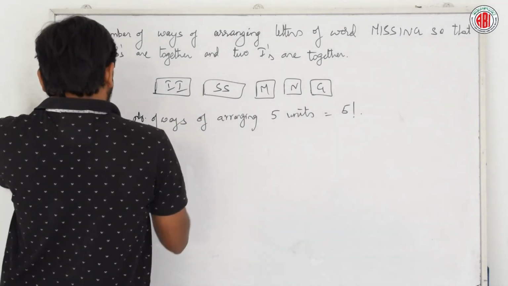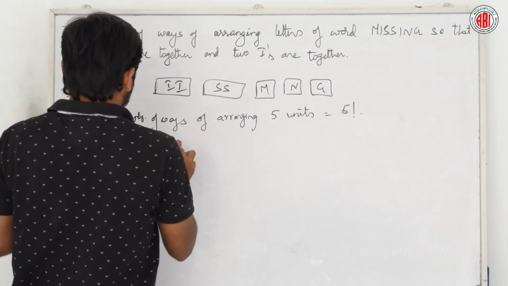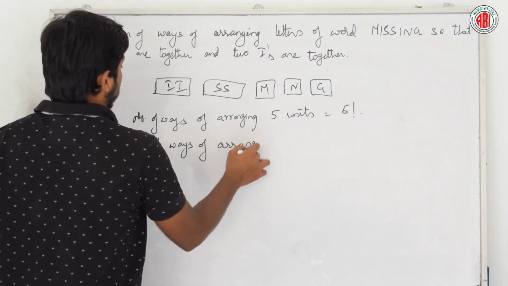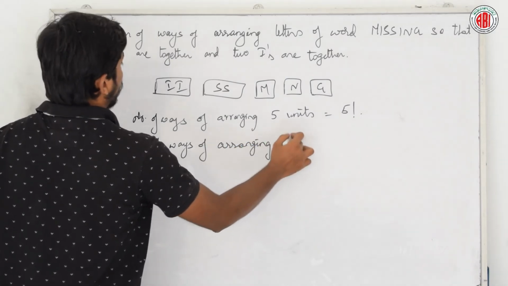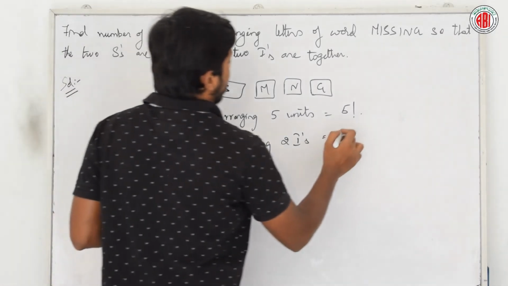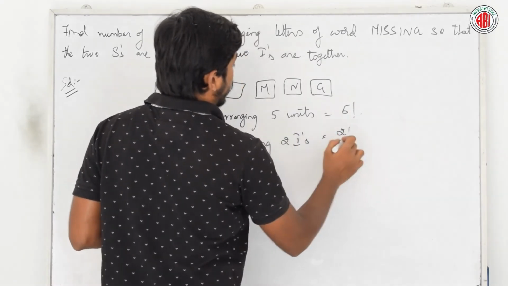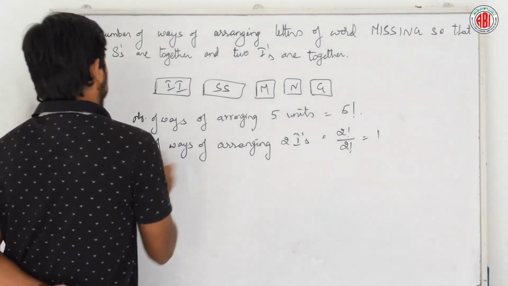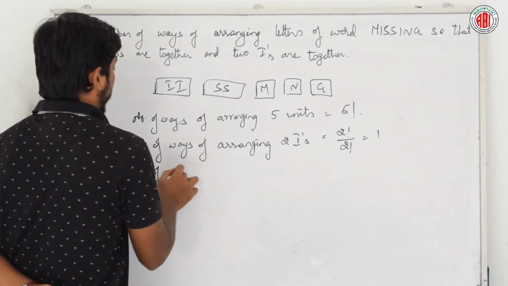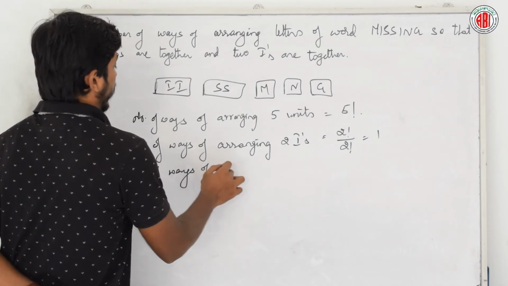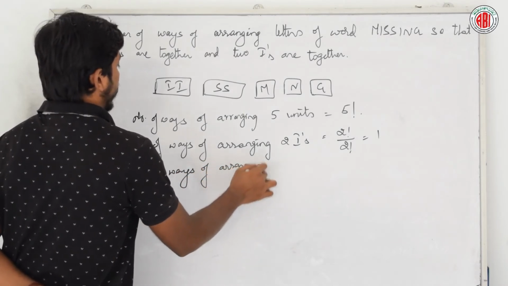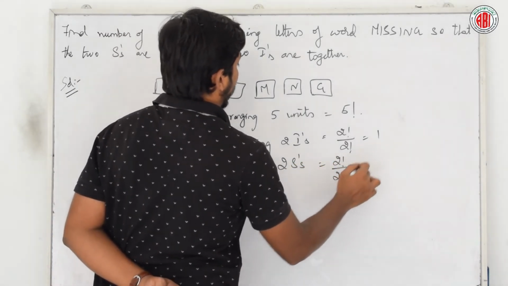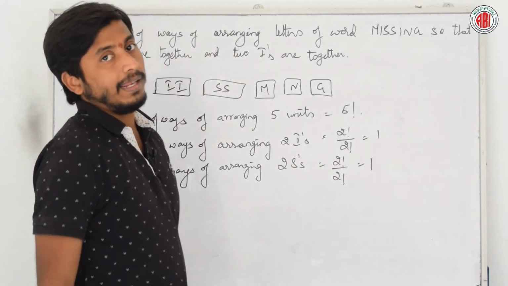Next, arranging twice, the number of ways of arranging two I's is 2 factorial by 2 factorial, since it is repeating 2 times, which is 1, right? Similarly, the number of ways of arranging 2 S's is again 2 factorial by 2 factorial, which is 1, right?